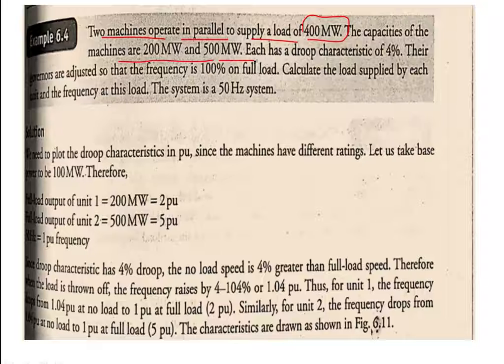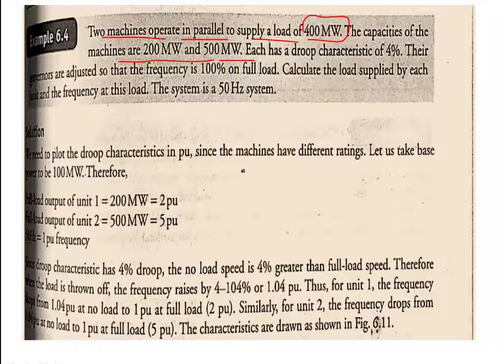So first we have to convert the given values into per unit. 200 divided by 200, because the machine base is considered as 200. So we get 200 divided by 100, which is 2 pu. Then 500 divided by 100, we get 5 per unit. Similarly, the frequency drop will increase if the load is increasing, which means the speed will decrease.